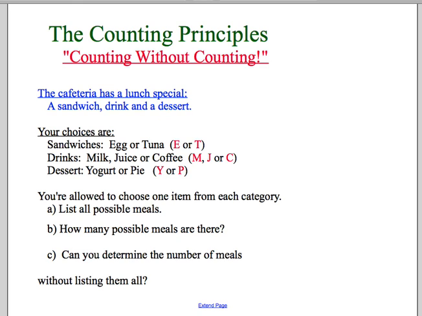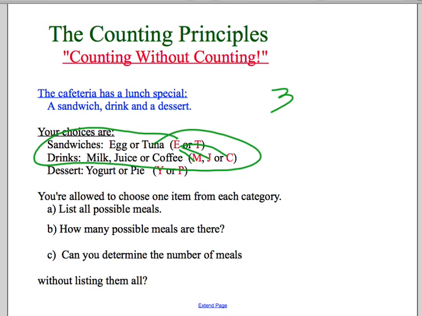If I just look at the sandwiches and the drinks, ignore the desserts. I could have an egg sandwich with milk, I could have an egg sandwich with coffee, and I could have an egg sandwich with juice. There's 3 ways there. I could have a tuna sandwich with milk, a tuna sandwich with juice, and a tuna sandwich with coffee. Another 3 ways to do it. Well, there's 6 different ways there.